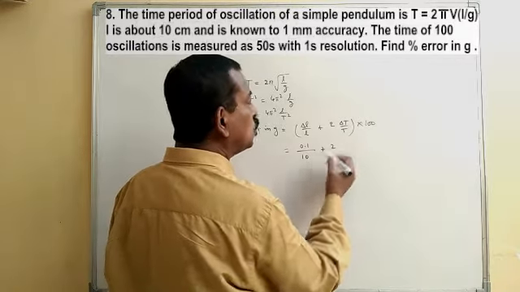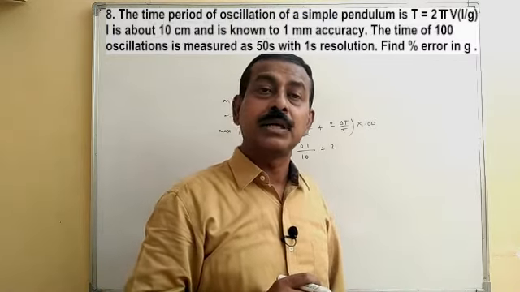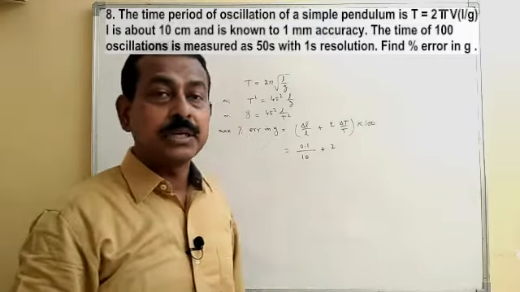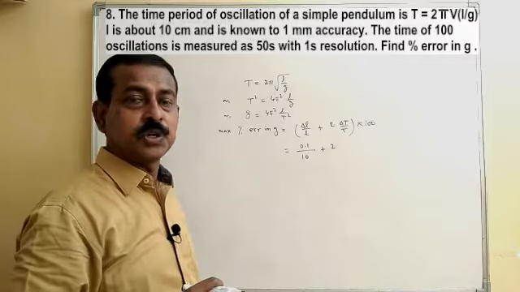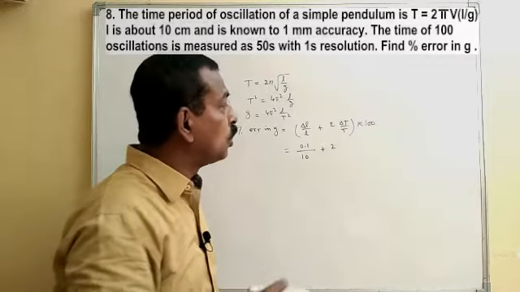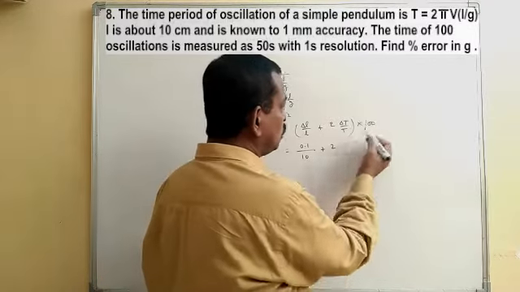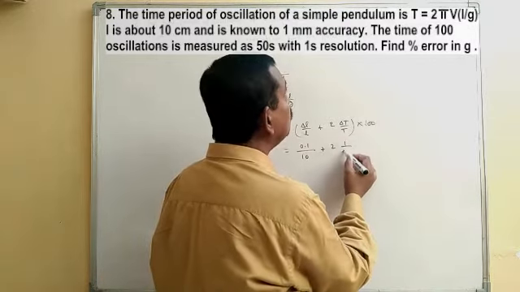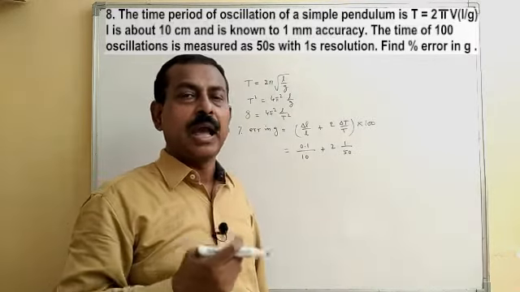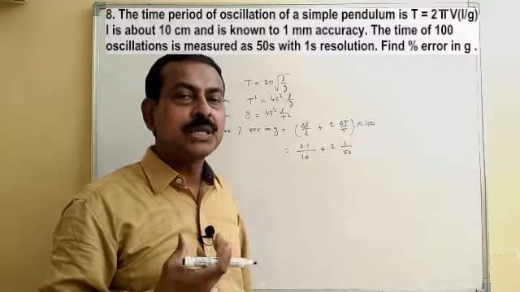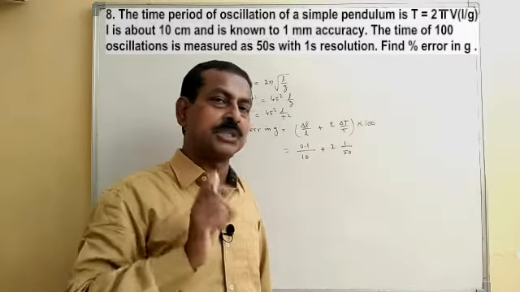Now this is your 2. Delta T and T, this is the time period. Capital T, in the formula which you are using, is the time period of oscillation of a simple pendulum. So this one you'll find is being solved as 1 by 50 because the recorded time they are taking as 50 seconds. They have measured the time of 100 oscillations as 50 seconds. So their recorded time is 50 seconds.